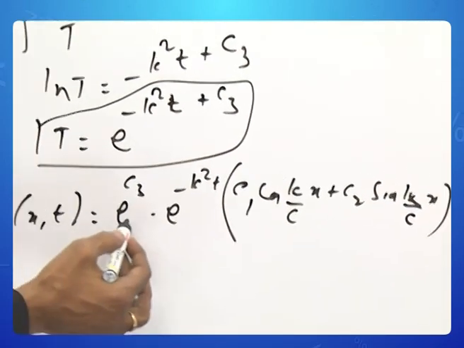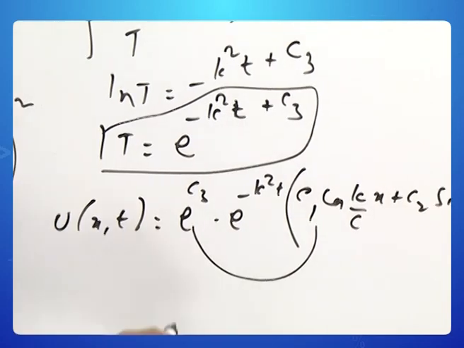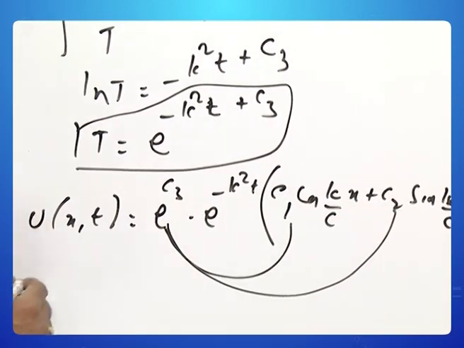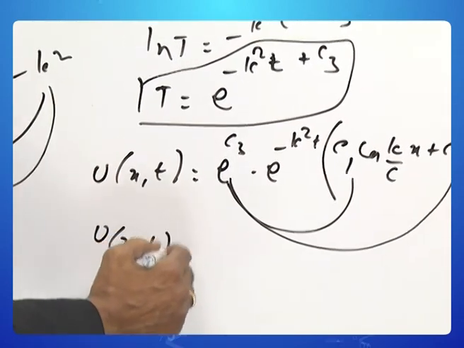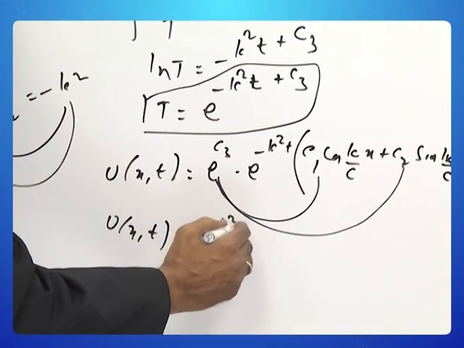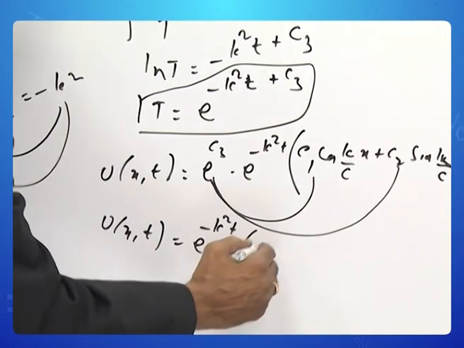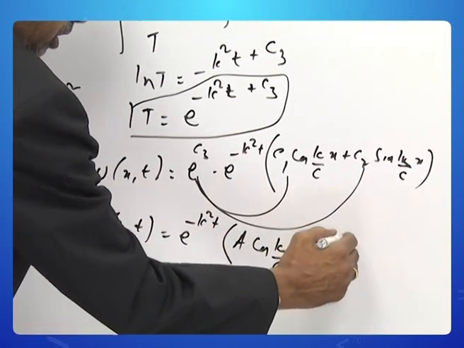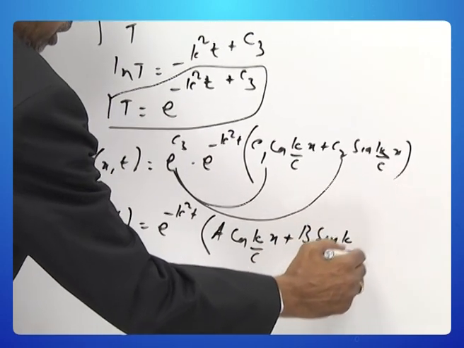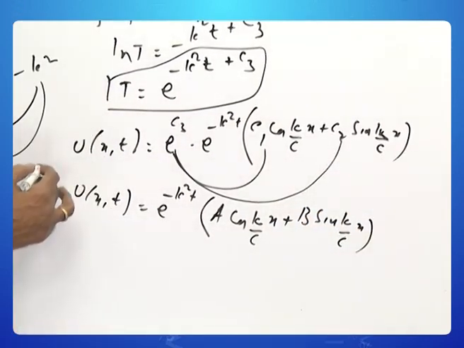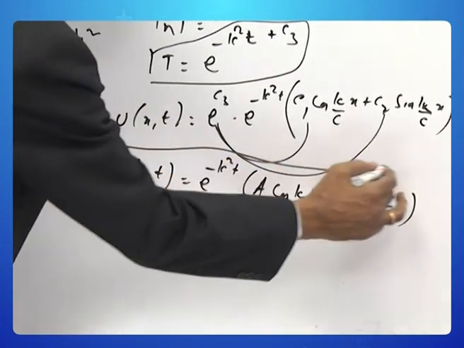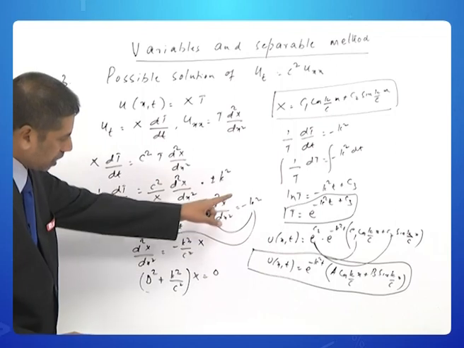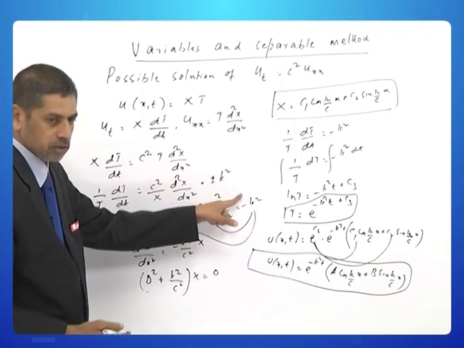So, now you can minimize the constants. These two can be combined, these two can be combined, you call them capital A, capital B, and u of x comma t is equal to e power minus k square t into A cos kx by c plus B sin kx by c. So, this is one of the possible solutions, that is if you take minus k square as the constant of equality.